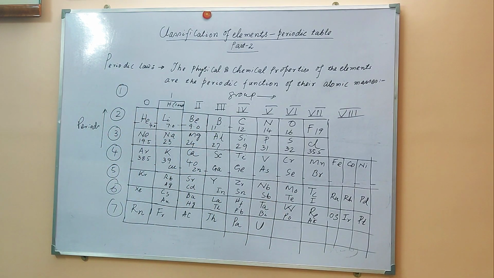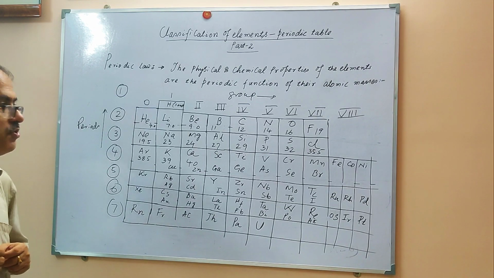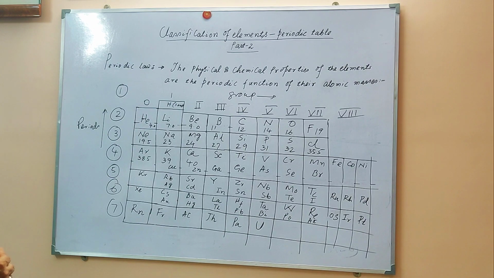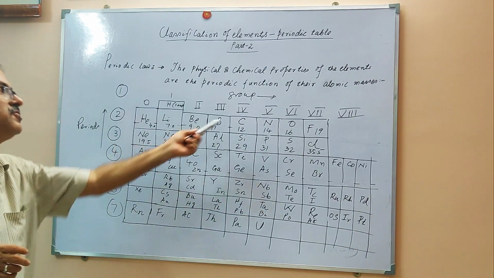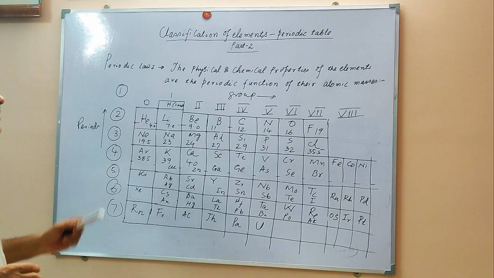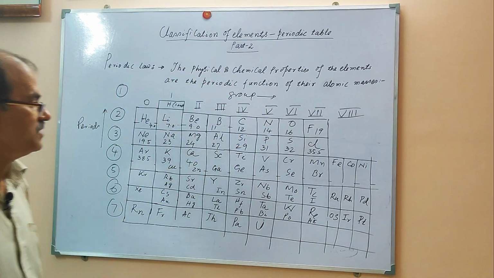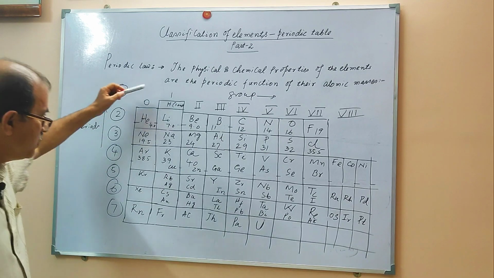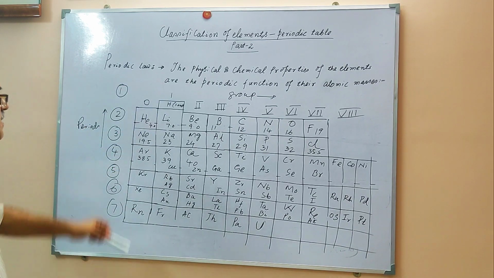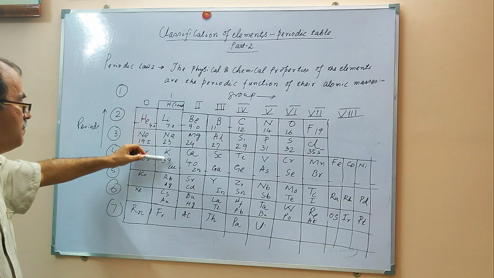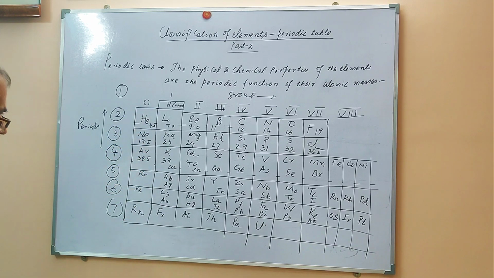So you can see this is the periodic table, that is the Mendeleev periodic table. In the Mendeleev periodic table, you can see one thing very clearly, that he has arranged the elements in the periodic table by increasing atomic masses, and he kept all the elements with similar properties in the vertical column.